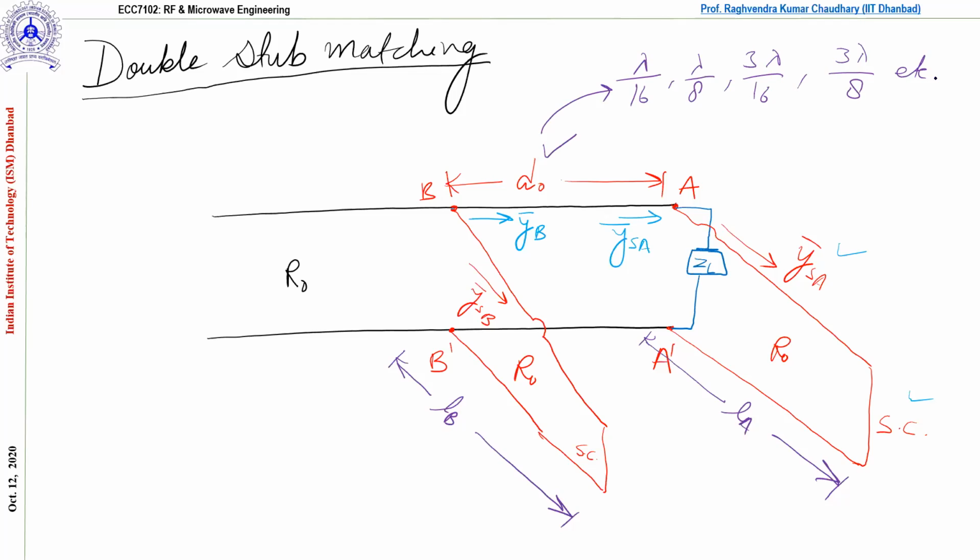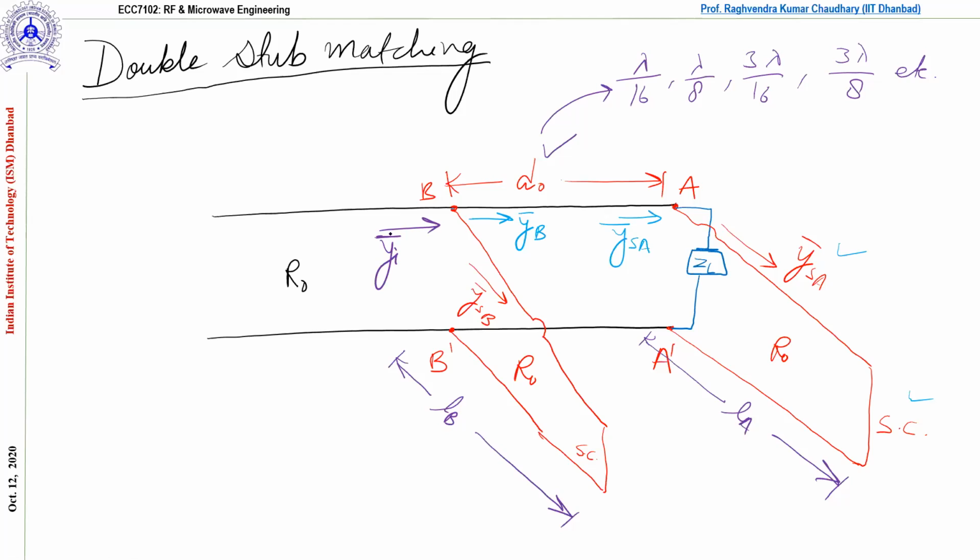Fine. Okay. Now how will we do these things? This is more or less the same problem that we have seen in single stub matching. Correct. So let us find out the total input admittance at BB dash. Let us call this YI bar.